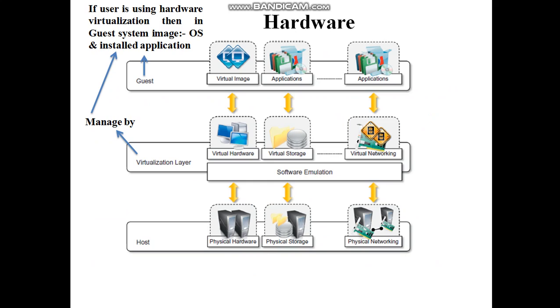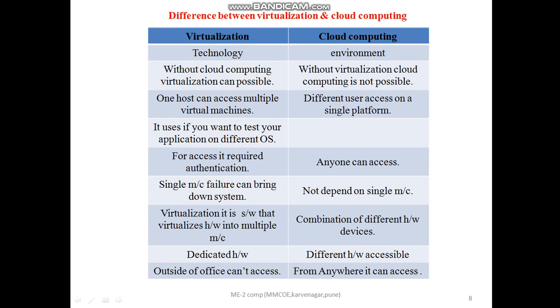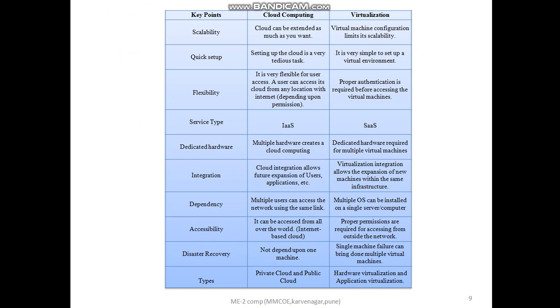We all know that suppose we are using a Windows operating system and we want to use a Linux operating system. For that purpose, there is an image of the Linux operating system which you can install from the internet. That Linux image contains the operating system and all the applications which support Linux. This is nothing but hardware virtualization. This is just for information purposes: the difference between virtualization and cloud computing.